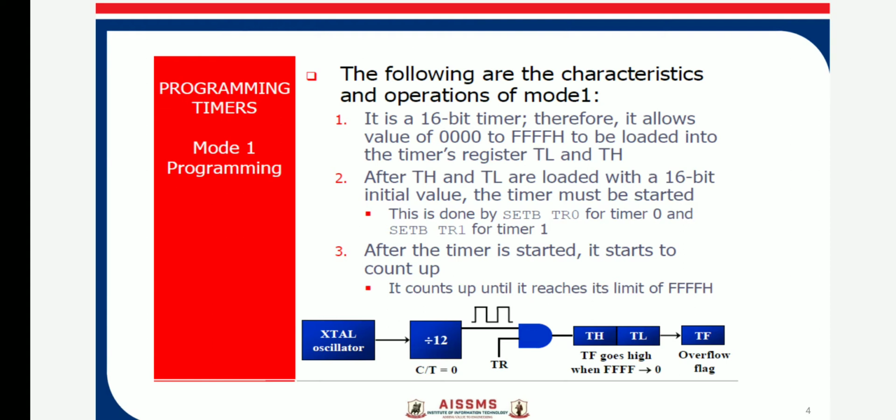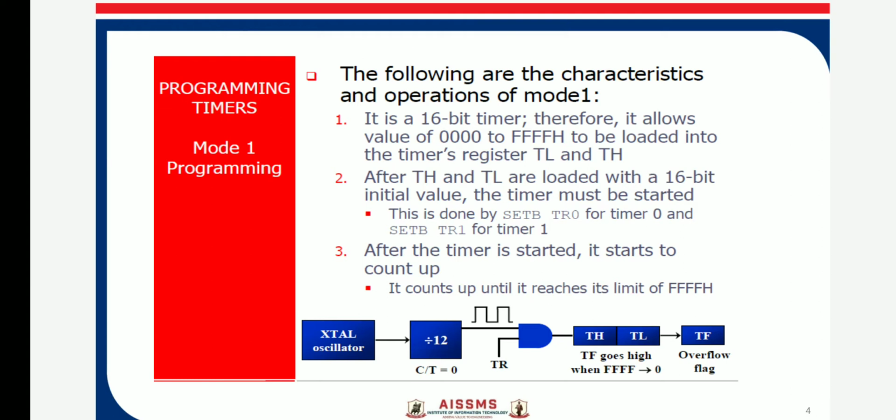Now the program for the timers in mode 1. So these are the algorithms. In mode 1, we use the timer as a 16-bit timer, so this timer counts from 0000 to FFFF hex. These values are loaded into the TL and TH registers. In step 2, once we load these values, we have to start the timers by using SETB TR0 for timer 0 and SETB TR1 for timer 1.